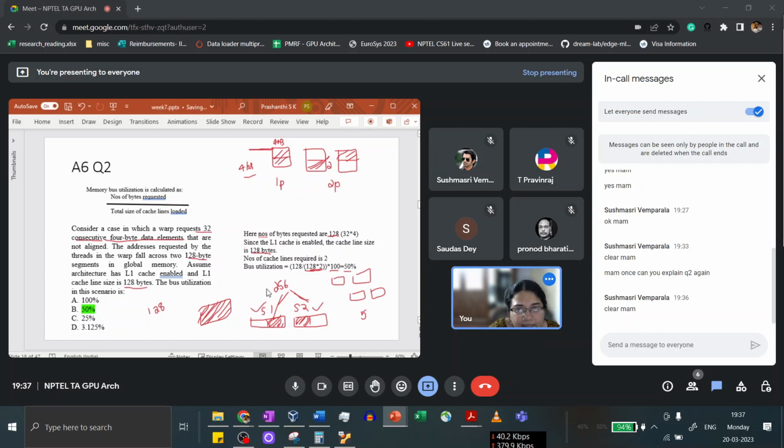In this case, you load 256 bytes, but useful data out of that is just 128 bytes, right? So that's a 50% utilization. Okay, hopefully that was clear.